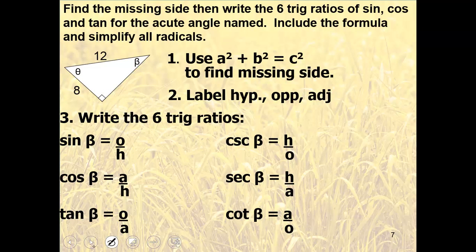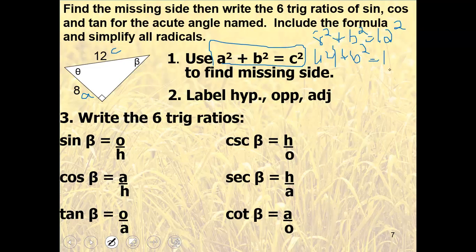I know this is C, and this is one of my legs. Let's call it A. So we have to find the missing side. So we're going to use 8 squared plus b squared equals 12 squared. Okay. Remember to write your formula on your homework. That'll help you. All right. And then I have 64 plus b squared is equal to 144. B squared is equal to 80.